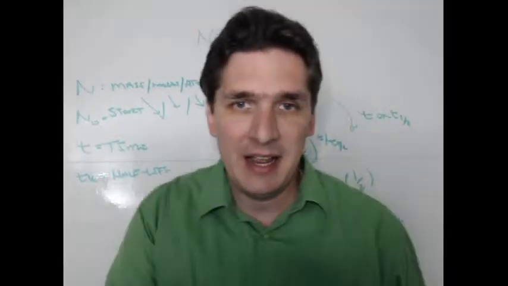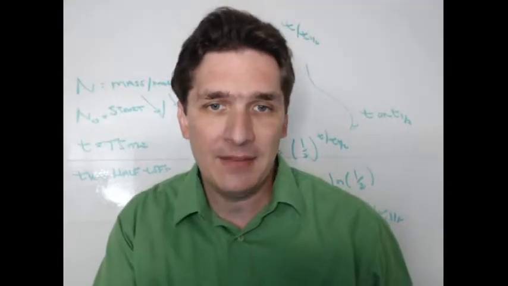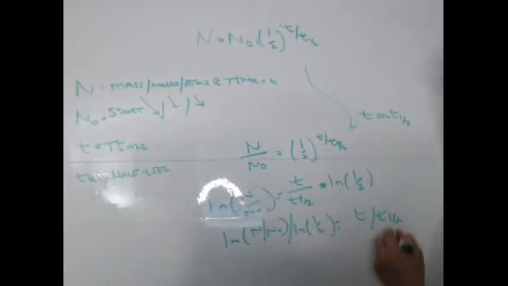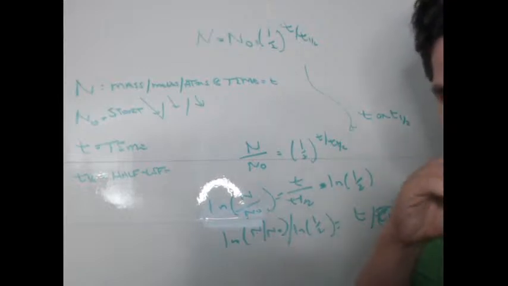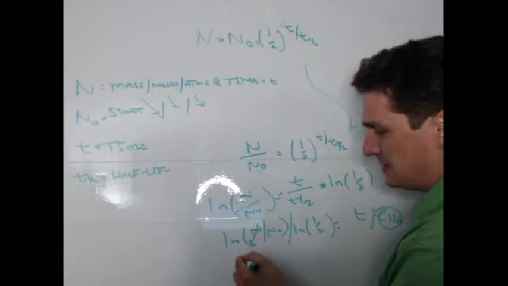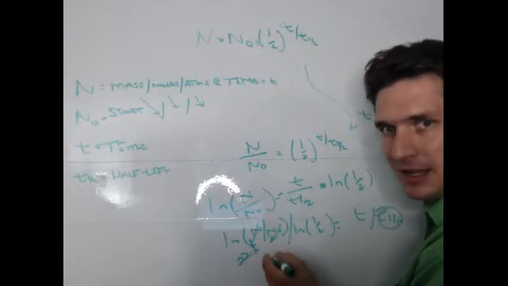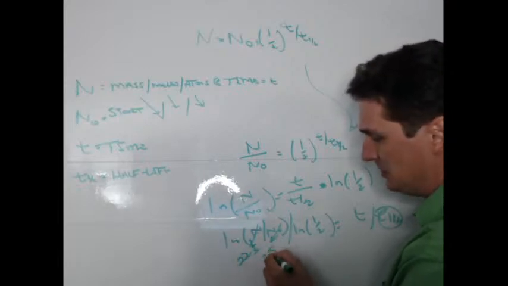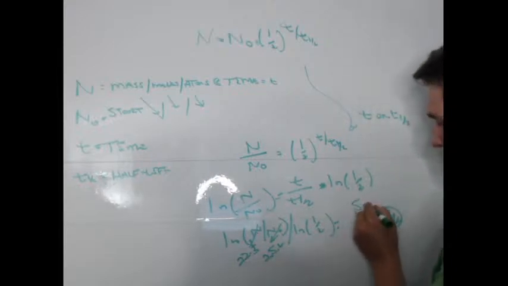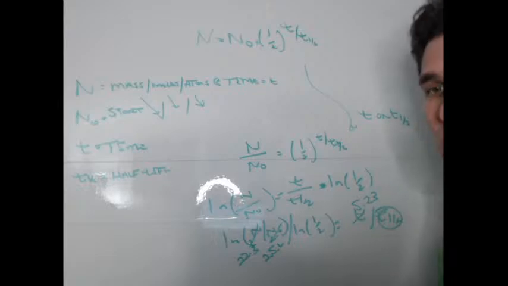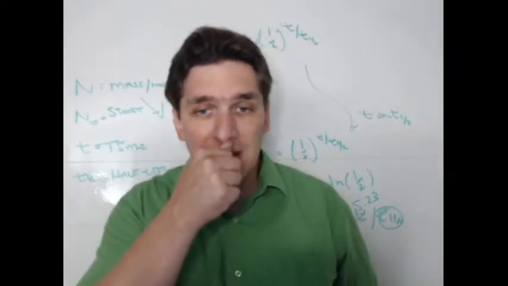So in the first problem, it asks you what's the half-life. So it asks you to solve for T 1/2. Given 22.3 grams of a 25.6 gram sample remains after 5.23 seconds. So these are just rearrangement problems.